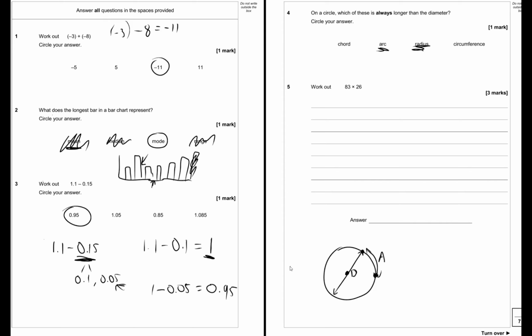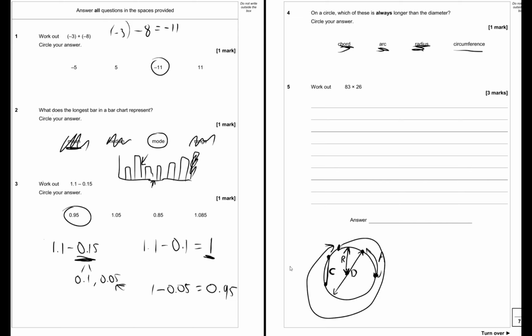What is the radius? Okay, the radius is going to be from the center to the edge. Okay, so this one here, from the middle to the edge, that one is the radius. And a chord. Okay, a chord is a straight line from 2 points on the circle, like this. Okay, so this one would be a chord. And then the last one is the circumference. So the circumference is the distance all the way around the circle. Okay, the distance all the way around.